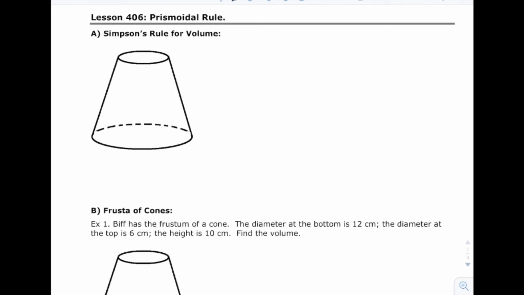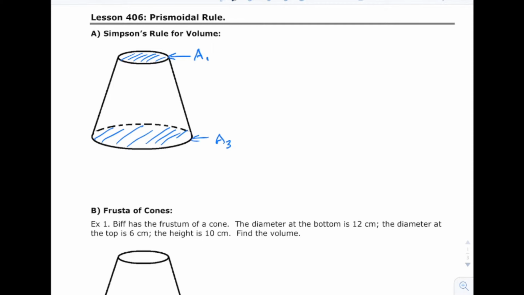You want to find the volume of this thing. What you do is you first ask yourself, what's the area up top? I'm going to call it A sub 1. You also ask yourself, what's the area down here at the bottom? And that's going to be called actually area 3.